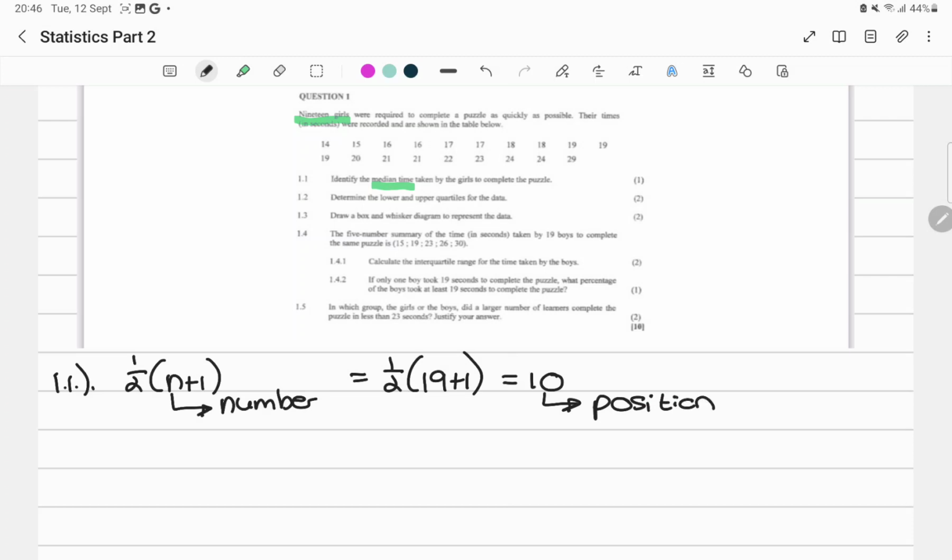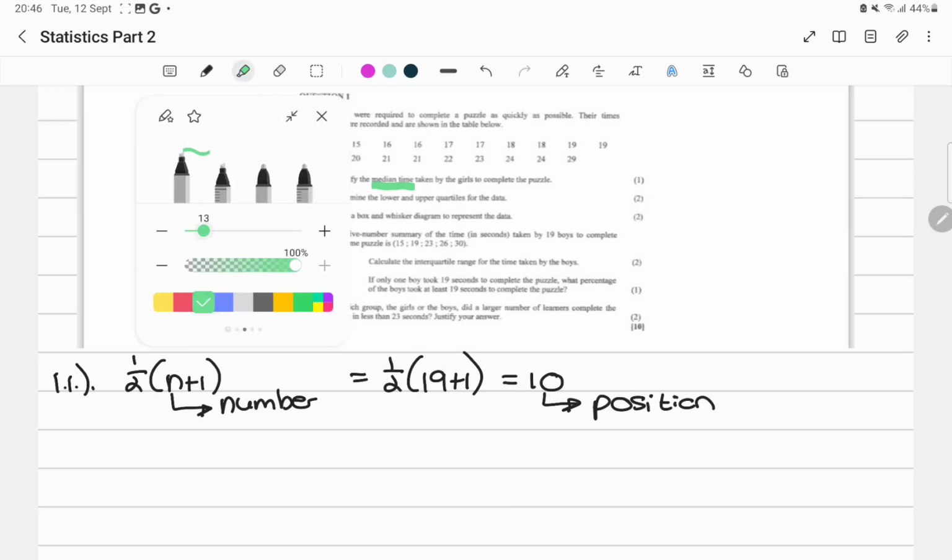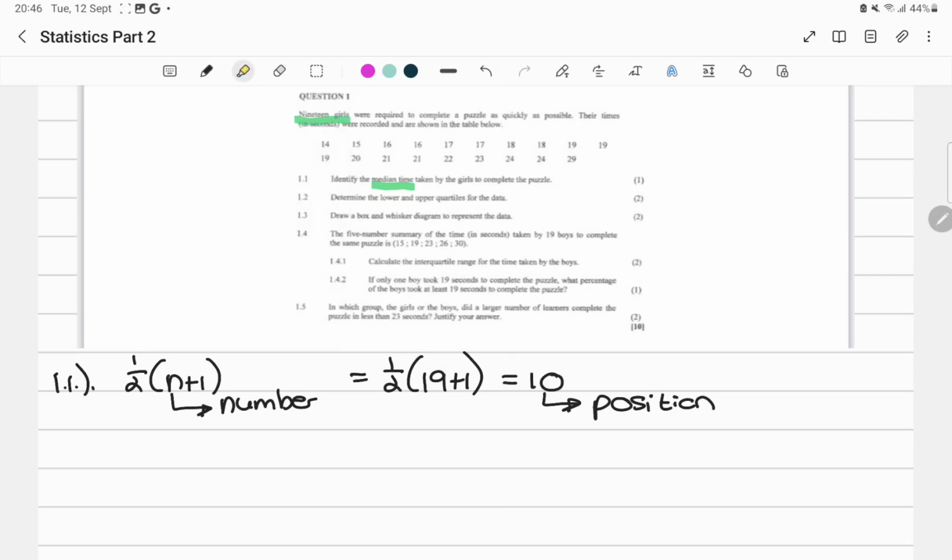So now we have to go and check which of our numbers lies in position number 10. So let's quickly count that. So it will be 1, 2, 3, 4, 5, 6, 7, 8, 9, 10. Alright, so my median will be 19 seconds.